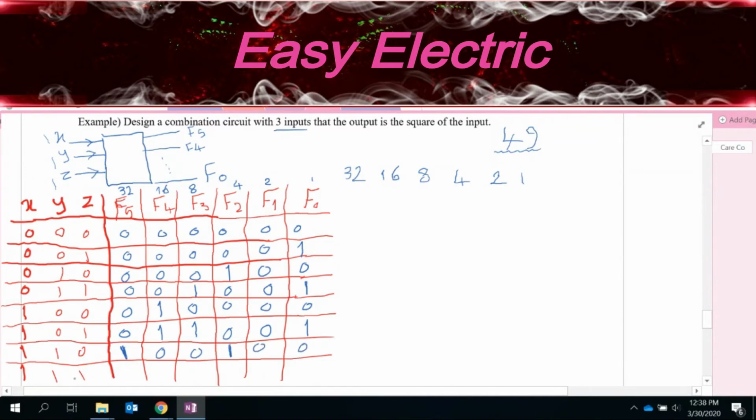So what else we have? 7. We actually review this whenever we want to figure out the number of the output. So 7 squared should be 49. You tell me how I could make 49. If I have 32 plus 16, right? So 32 plus 16 should be 48. I need 49. So I just add 1 here, which is F0. So it should be 49.